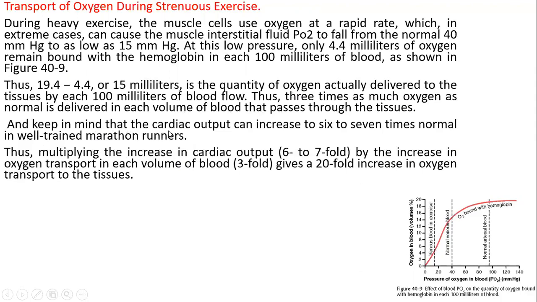Keep in mind that the cardiac output can increase 6 to 7 times or more in well-trained marathon runners. طبعا بالإكسرسايز بالإضافة إلى زيادة هاي ال 15 مل أوف أكسجين اللي هي 3 أضعاف النورمال، راح يزيد عندنا الكاردياك أوتبوت من 6 إلى 7 أضعاف. بالمجموع لما نضرب الزيادة بالكاردياك أوتبوت من 6 7 أضعاف في الزيادة بالأكسجين ترانسبورت 3 أضعاف، تطلع لنا تقريبا 20 ضعف زيادة بالأكسجين ترانسبورت بالإكسرسايز.